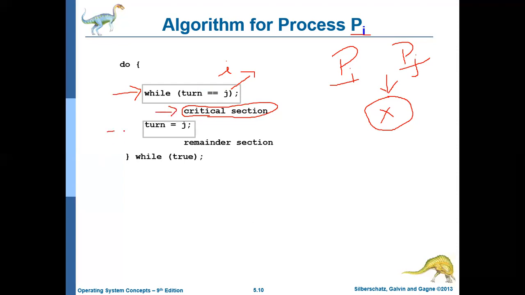And this is the exit section. In the exit section, it is saying that I have now completed executing the critical section. Now it is j's turn, so j can continue. It is making turn equal to j. Then it executes the remainder section. So this is the algorithm for process Pi.